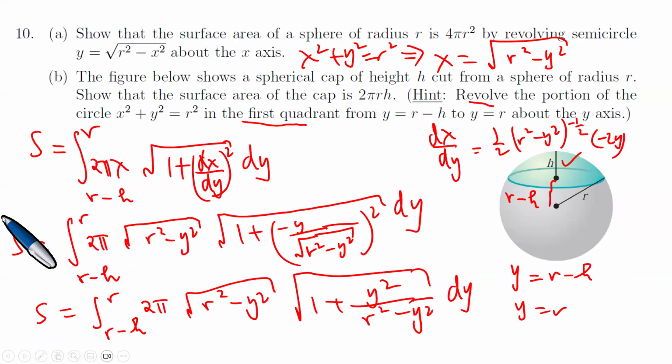But now let's look at where we started with this. With the 10b, we started here and we used the formula because we were advised to revolve these about the y-axis. So we used 2 pi x, the integral, the square root of 1 plus dx dy squared, obviously from y equals r minus h to y equals r, and then we got the answer. Any question on this? Okay, we move on to the next question.